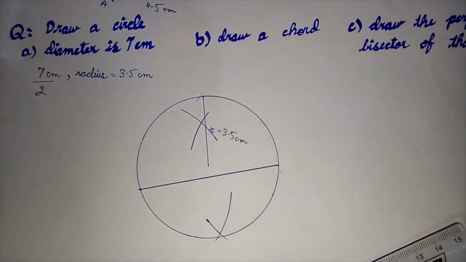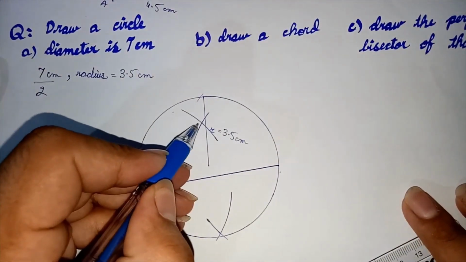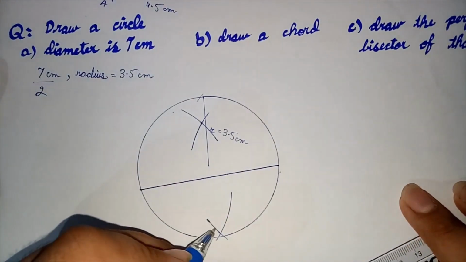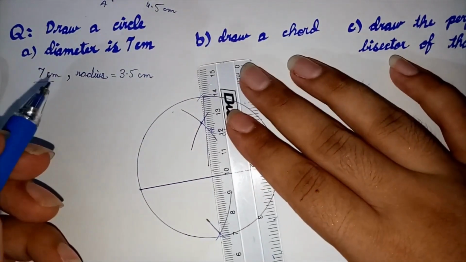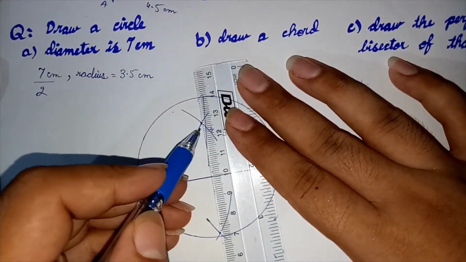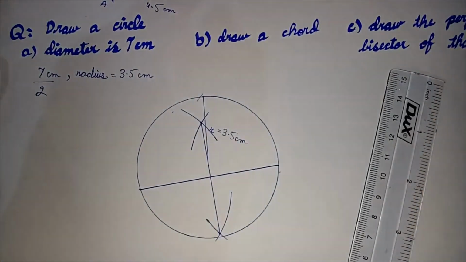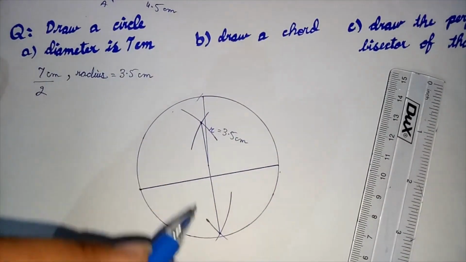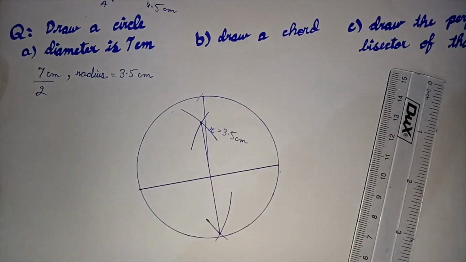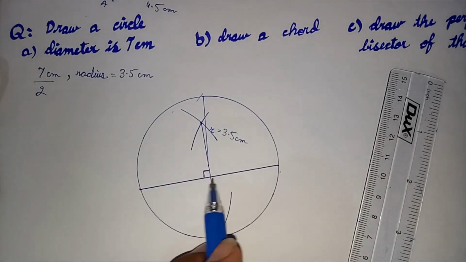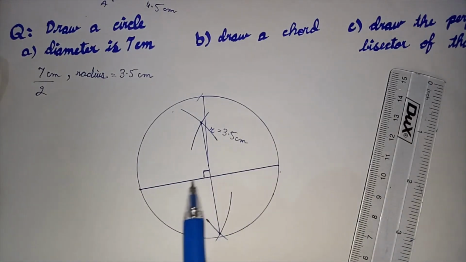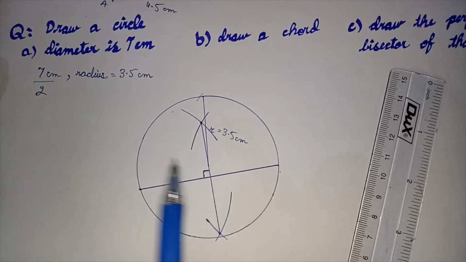Now you can see here we have two more points, the first one is this point, and the second one is this point. Now if we join these two points just like that, this is the perpendicular bisector of this chord. It means that here we have 90 degrees, and it is cutting this chord into two equal parts.